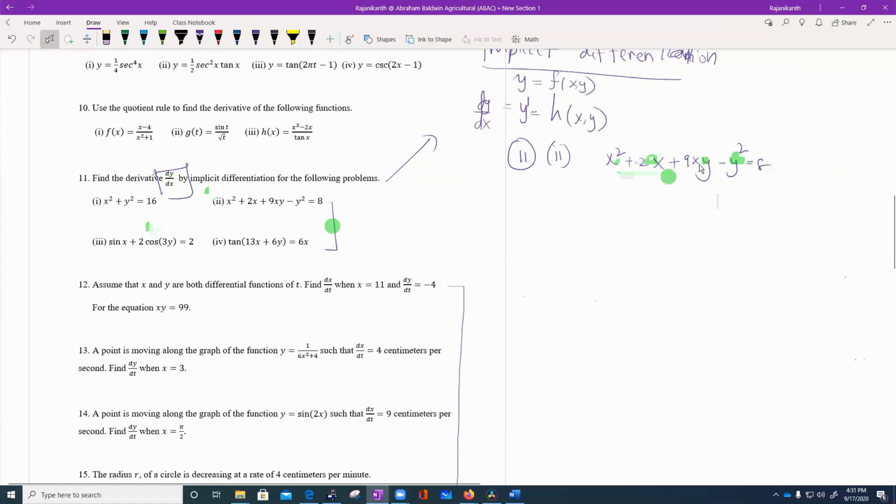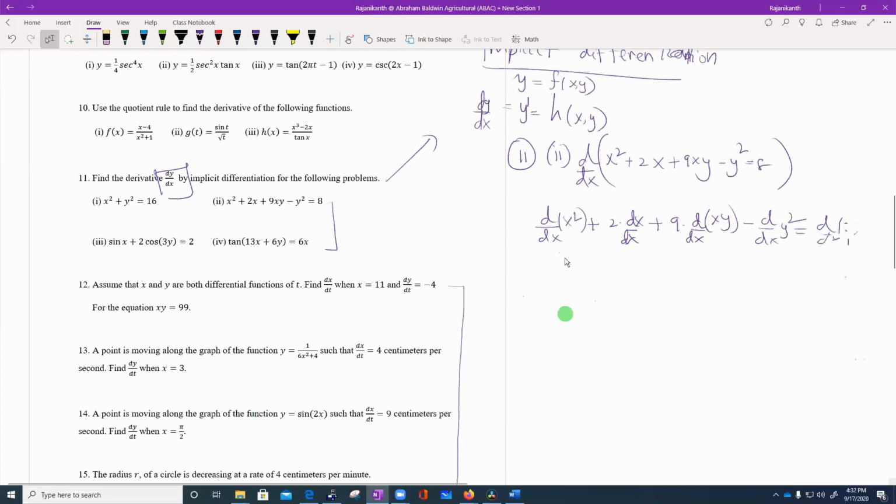That means you have to somehow bring y prime into this equation. The only way is to simply take the derivative with respect to x everywhere. I'm going to take the derivative of the entire function, both sides. Remember my left side has this many terms, so I'm going to take the derivative one by one. So d over dx of x squared plus 2 times d over dx of x plus 9 times d over dx of x times y minus d over dx of y squared equals, on that side, d over dx of simply the constant 8, right?